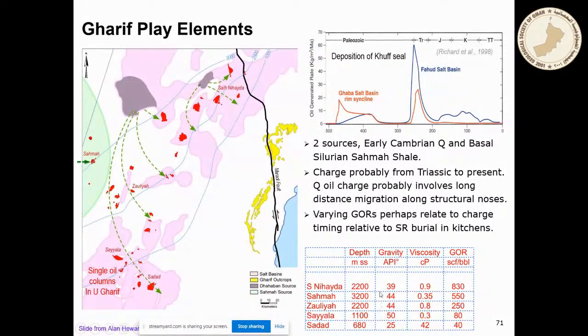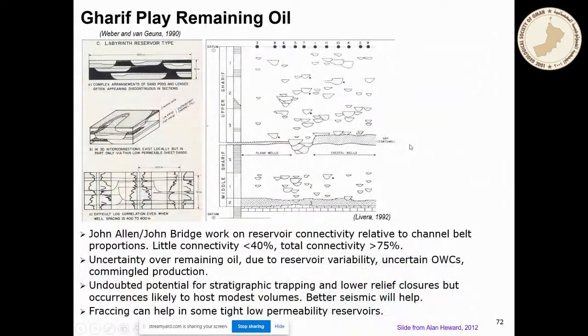So again, it's very light oil within this area of Oman, and you see that most of the oil has been generated during the Permian time, some 250 million years ago. Again, a lot of oil. One of the main problems in the Garif reservoir is connectivity. So it needs better seismic imaging to see the channels.